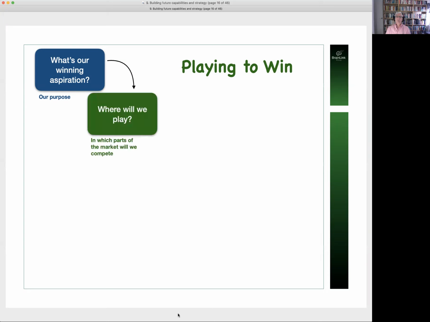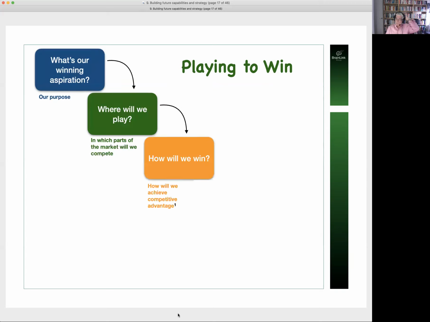Secondly, where are we going to play? In which parts of the market are we planning to compete? So this is about saying, well, here's the section of the market. These are the segments. These are the needs. These are the jobs to be done. These are the kind of challenges we're going to help our customers, or the problems we're going to help our customers solve. And this is the value we're going to create.